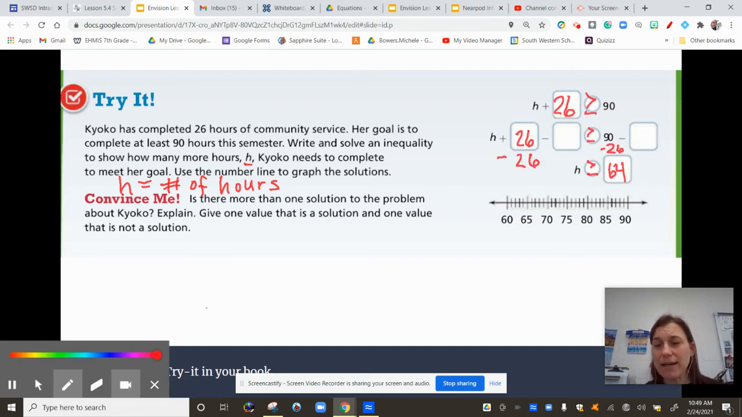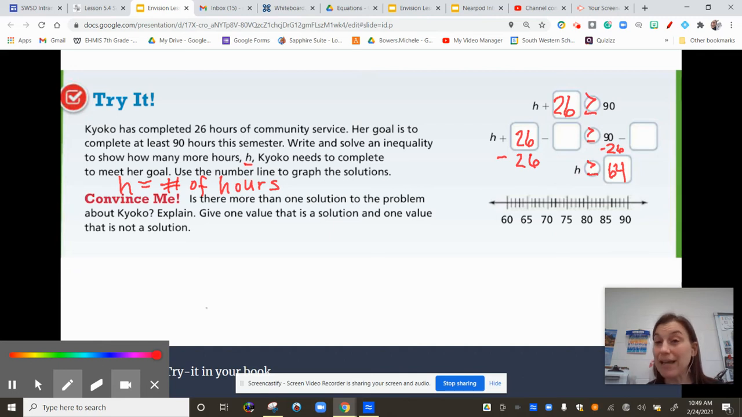So here is what I have. Since what she's already completed is 26, and she's going to do more hours, those combined together are what's being added, and then the 90 is on the other side. So she wants those things together to be greater than or equal to 90.